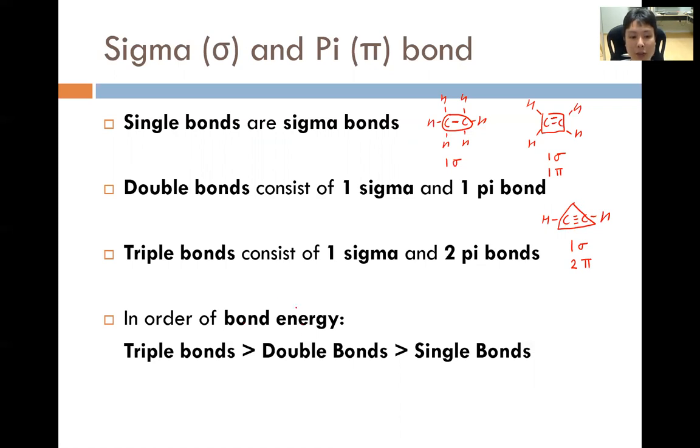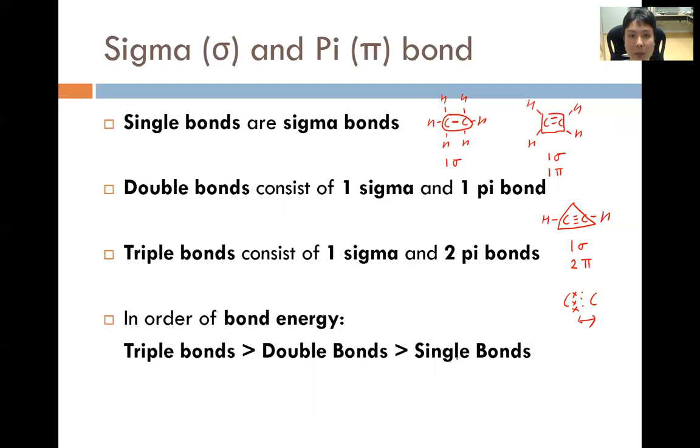In terms of bond energy, the triple bond is stronger than the double bond, which is stronger than the single bond. So if you look at the triple bond, there are actually 3 pairs of electrons shared between this carbon and this carbon, and hence the attraction between the nucleus and 3 pairs of electrons must necessarily be stronger than the attraction between the nucleus and 2 pairs of electrons, which is stronger than the attraction between the nucleus and only 1 pair of electrons.